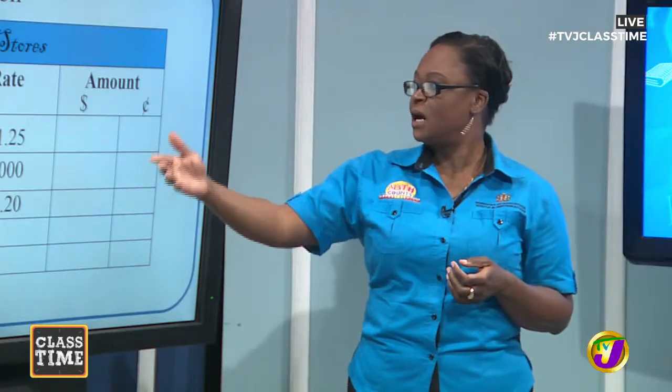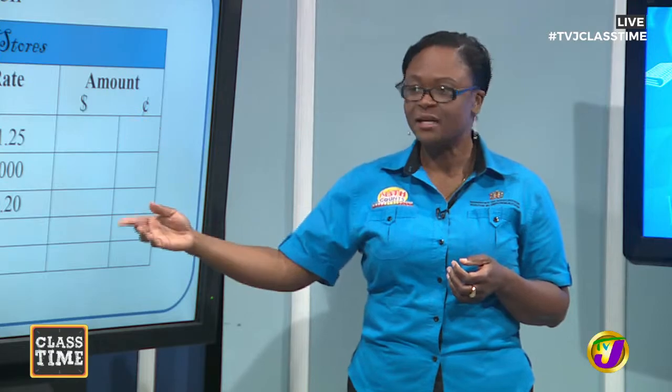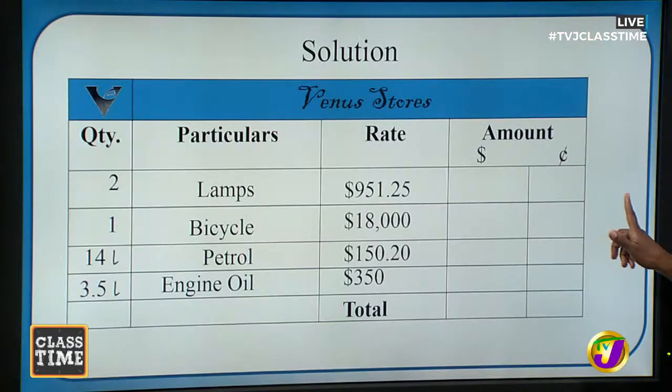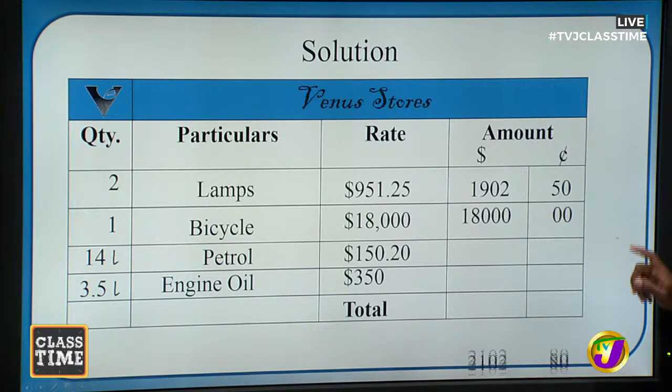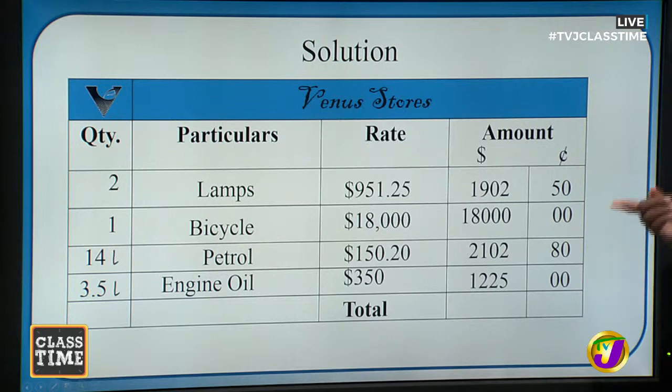We have the quantity multiplying the rate in order to get the amount. That calculation was already done for you. As you would have identified before, because we only have 1 bicycle, the cost remains the same, because the multiplier is 1. And then we come up with a final total or grand total, whichever way the bill or invoice would have stated. And that would be $23,230.30.